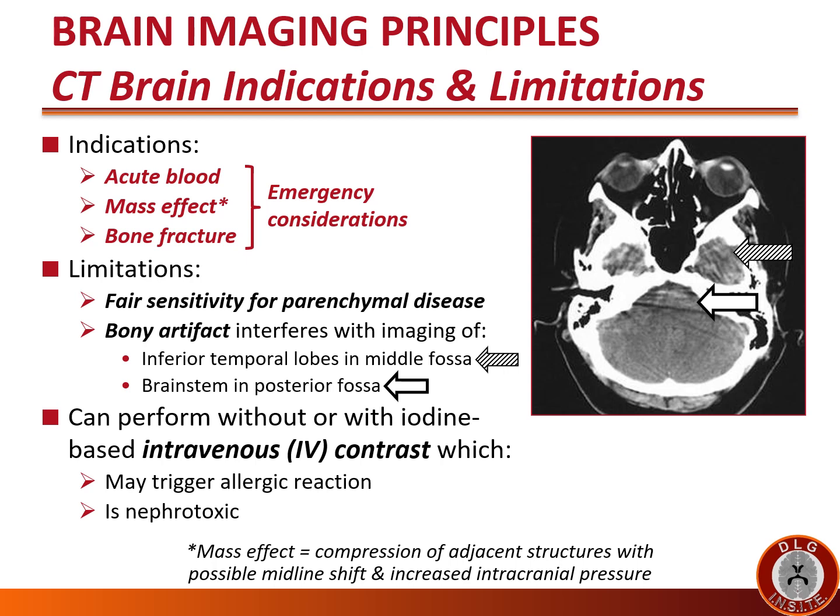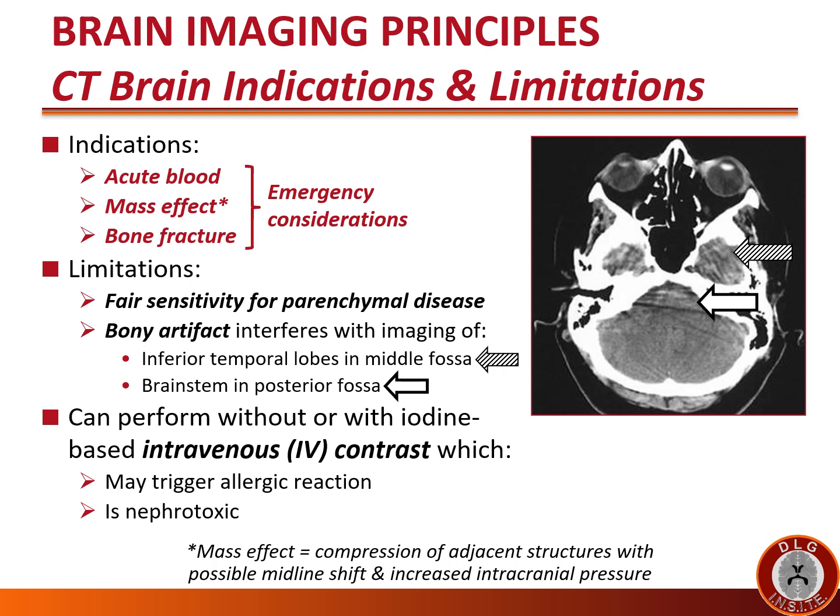The indications for CT brain include acute blood, as opposed to subacute or chronic blood, which are not as easily seen on a CT brain. Mass effect, a very important concept to understand when viewing brain images. Mass effect is compression of adjacent structures with possible midline shift and increased intracranial pressure. That can occur as a result of tumors, abscesses, hemorrhages, etc.